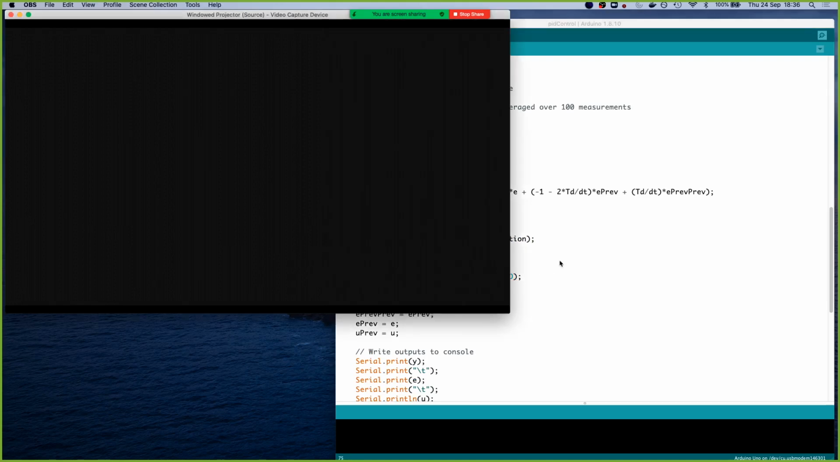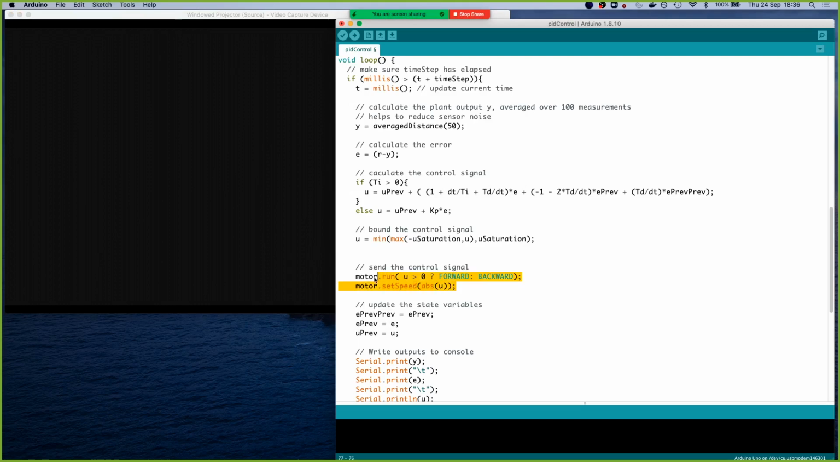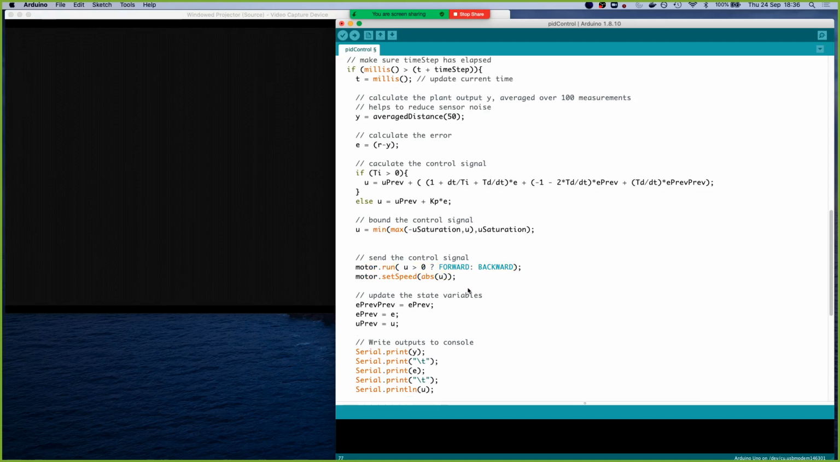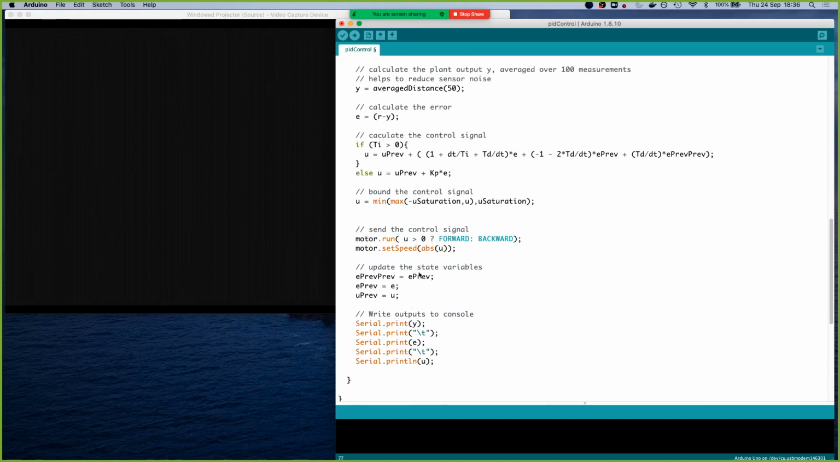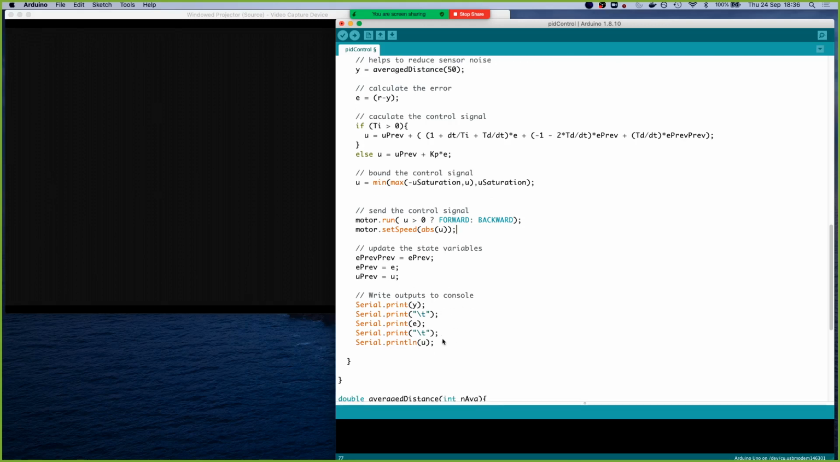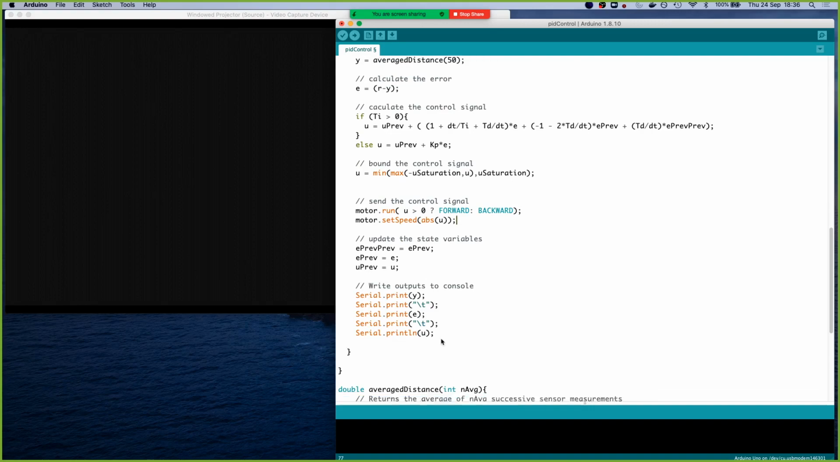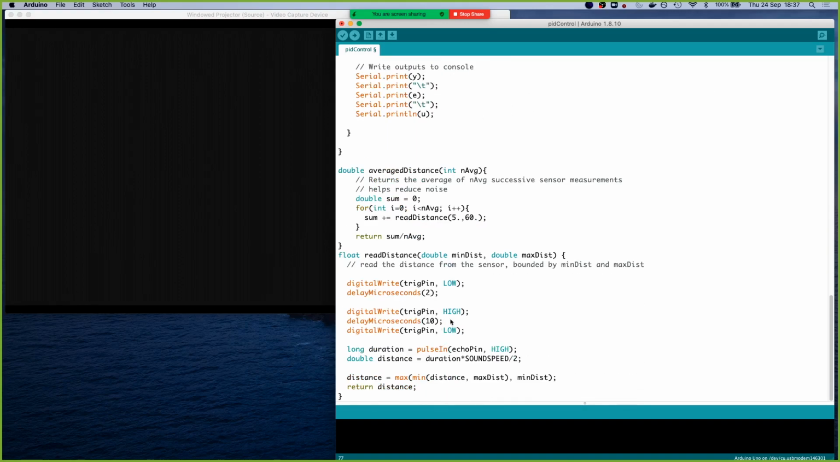Basically telling it to run in forward and reverse and then setting the speed. That's just the way you interact with this motor. And then we're updating the state variables for the next loop. So setting the error, setting the previous error, setting the previous control signal. And then we're going to write some outputs and then go back to the start of our loop. And here's the functions for reading the distance from the sensor. Any questions there?